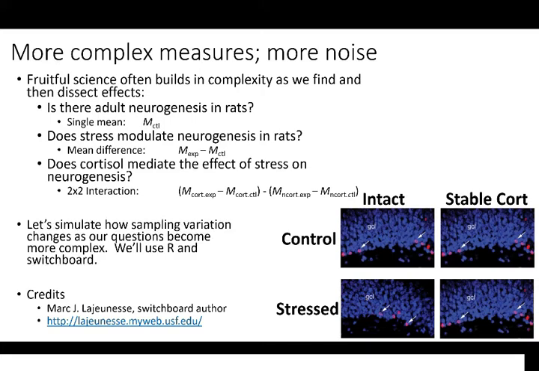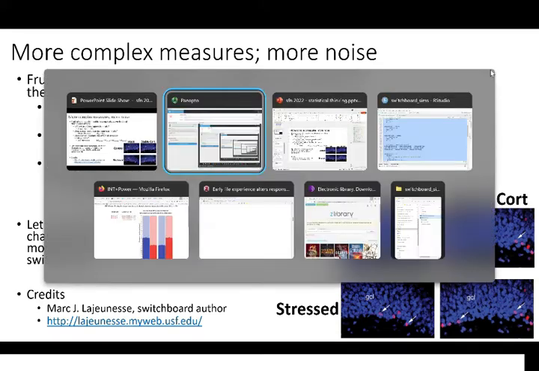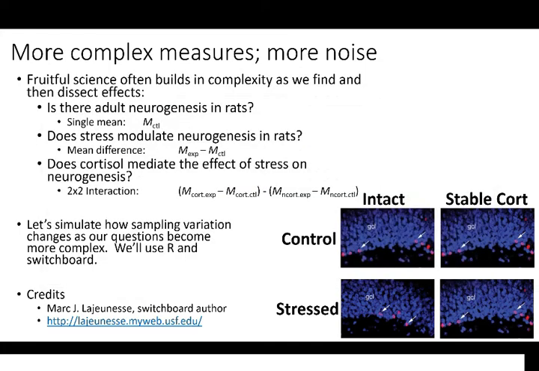And let's simulate what this does to sampling error, to the standard error of the mean. How does that complexity influence the precision with which we can obtain results from an experiment? So what we're going to do is simulate this in R, and we're going to use this cool switchboard package I just became aware of by Mark Longinese. I'm not sure if I'm saying that right, and I'll show you what we're going to do.